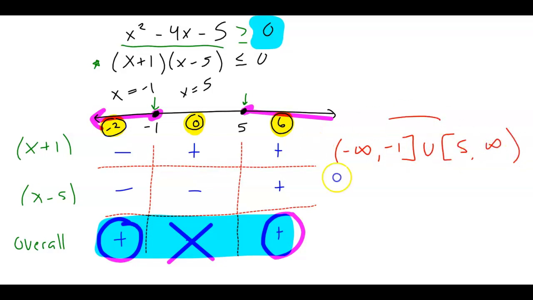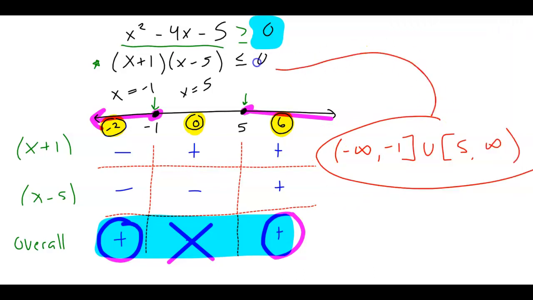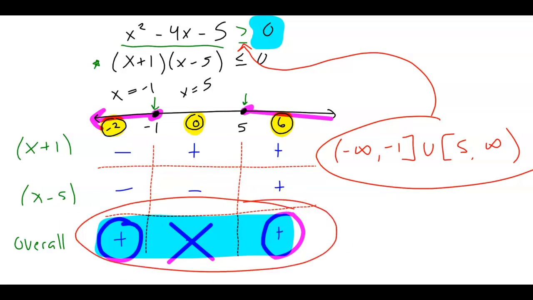So that's basically the two types of scenarios that you can have. And it all relies on which way the sign is facing. If it's greater than, they want the positive regions, or if it's less than, they want the negative regions. And obviously the overalls down here at the bottom.